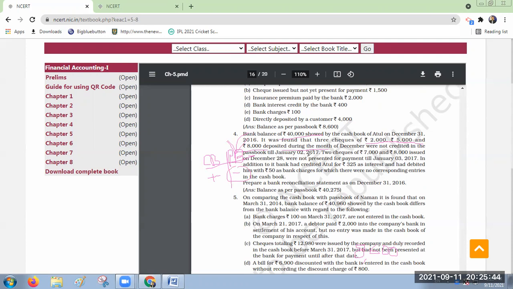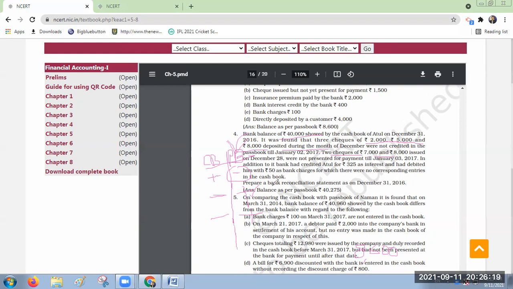Okay. 2 checks of 7,000 and 8,000 issued. So issued means immediately you will put minus in cash book. But in a passbook, what happened? They are not presented for payment. So in passbook, more balance will be there. So plus means those two amounts, 15,000 you are going to add. Okay. In addition to it, bank had credited Atul for 325 as interest. Means here plus will come in a passbook. Here minus.